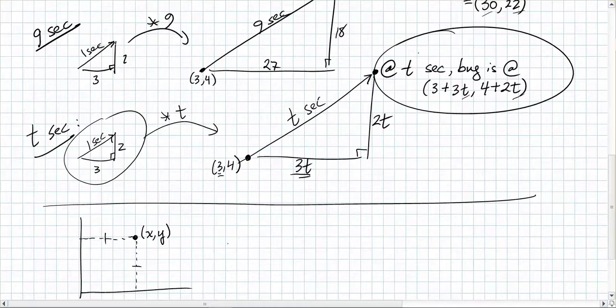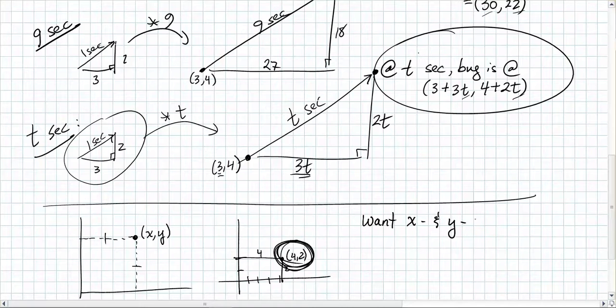Because if you pick a random point, like 4, 2, the distance from a point like that to this axis would be the y value, and the distance to this axis would be the x value. If I want them to be the same, then those two values in the coordinates have to be the same too. So x and y have to be the same. So we want the x and y coordinates to be equal. This is for part B.